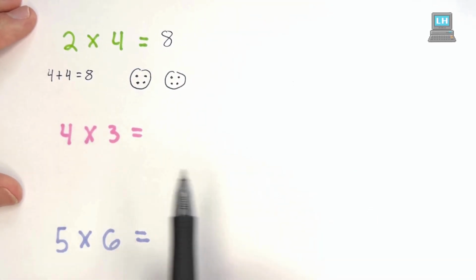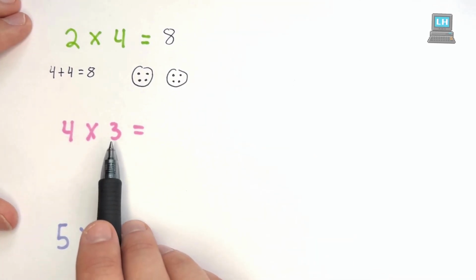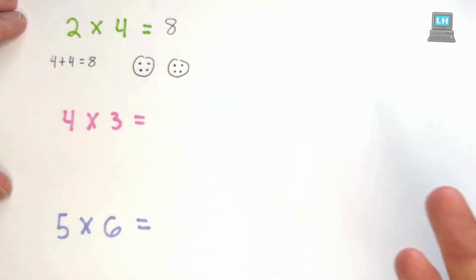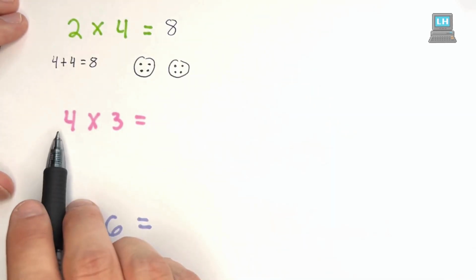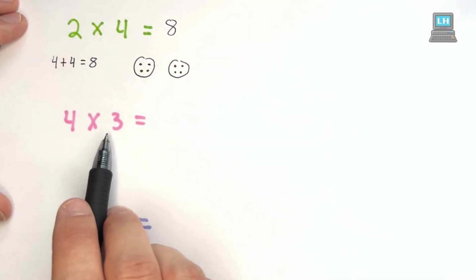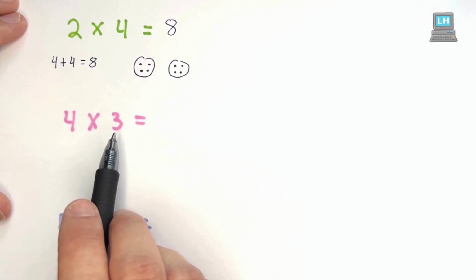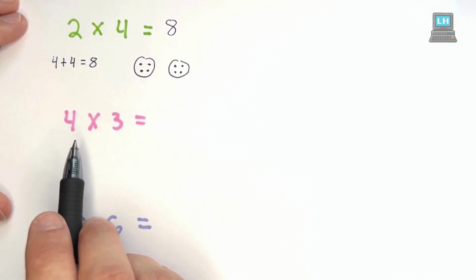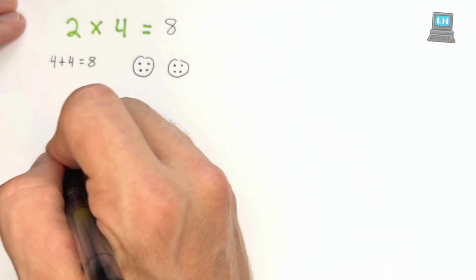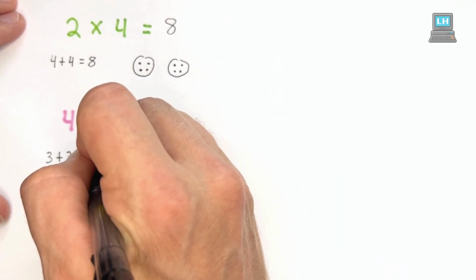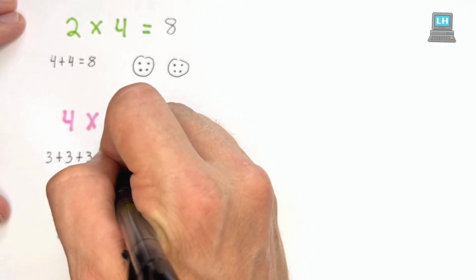Okay, let's take a look at this one right here. Here I have 4 times 3. Well, the repeated addition part that your teacher probably will show you looks like this. I have 4 groups of 3. So that means I'm going to add up 3 4 times. So we have 3 plus 3 plus 3 plus 3.